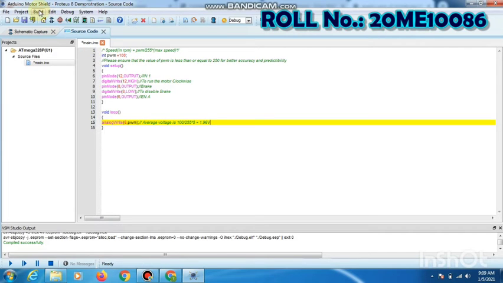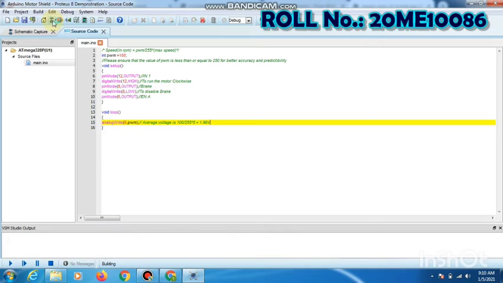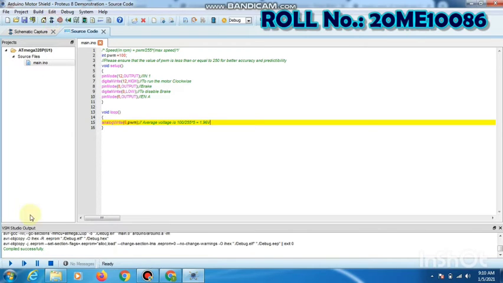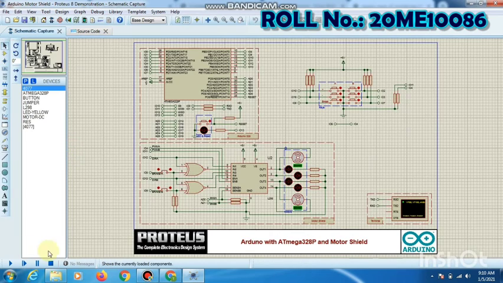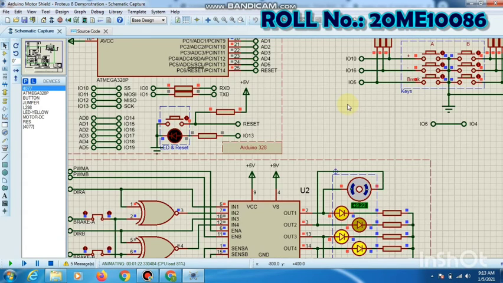Now I am going to build the project, and it is compiled successfully. Now let's go to the simulation. The XNOR logic gate has a very simple logic: if both the inputs are the same, it is going to give out 1, and if both the inputs are different, it is going to give out 0.